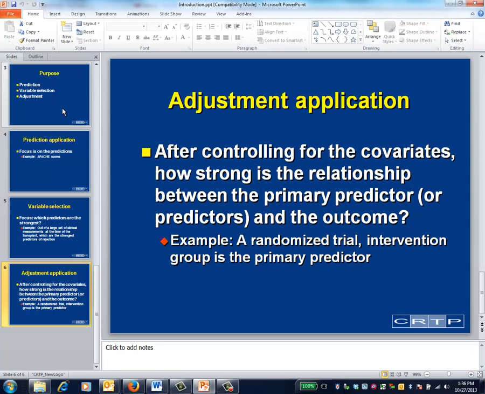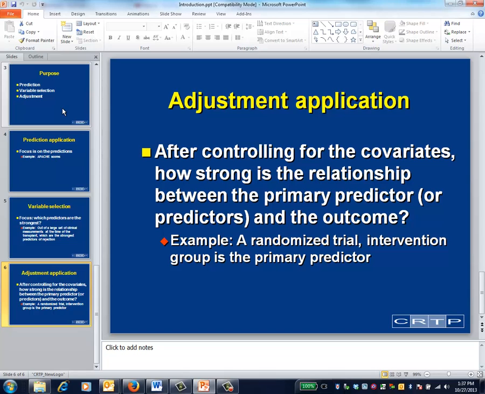For covariate adjustment application, which we'll sometimes call a critical experiment, you've decided ahead of time which predictor variable or variables are of primary interest and which are of secondary interest, and thus become the covariates. One example is a randomized trial. The intervention group is the primary predictor, and you include the various covariates in the model to increase its overall precision.